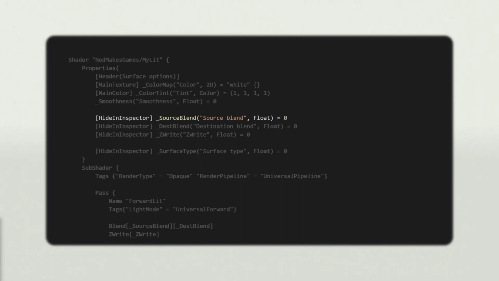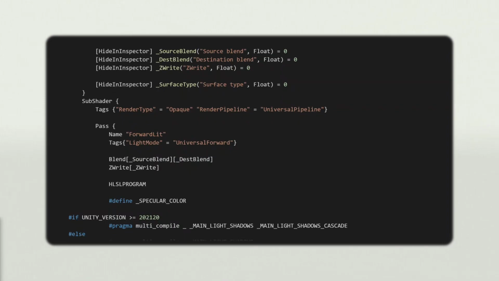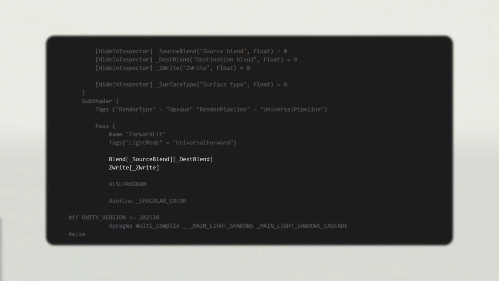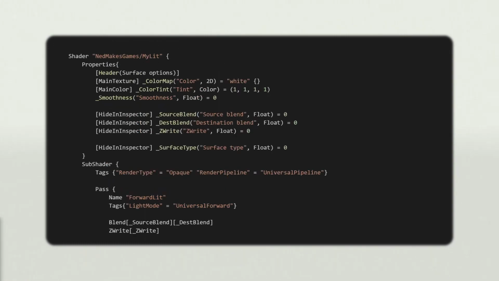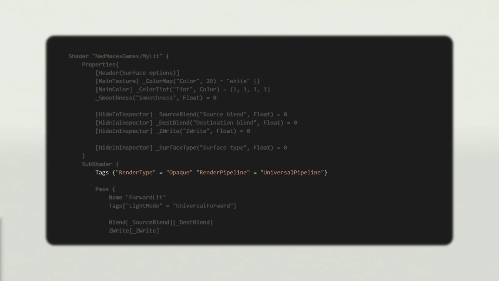Next, create 3 float properties for the source blend, destination blend, and ZWrite modes. To direct ShaderLab to use a property value in the Blend and ZWrite commands, surround the name with brackets. Do this in the ForwardLit pass. The ShadowCaster pass can use the default values of Blend One Zero and ZWrite On. Now we need to change the queue and render type tags. Unfortunately, pure ShaderLab doesn't support variable tags. We'll take care of this in the C# inspector. For now, reset the render type to opaque and remove the queue tag. It will default to Geometry.